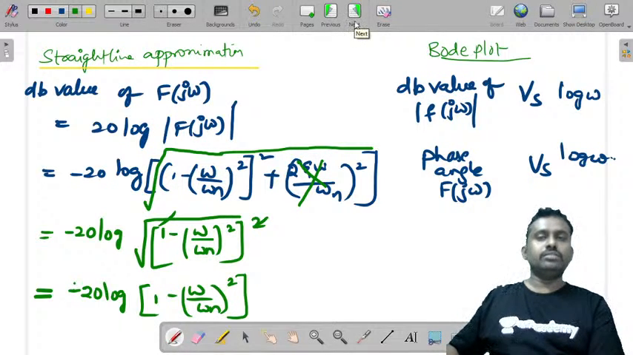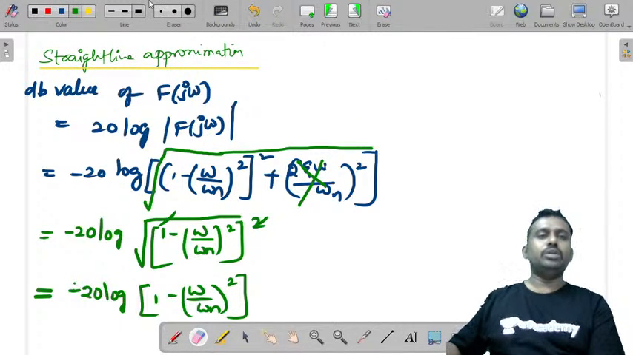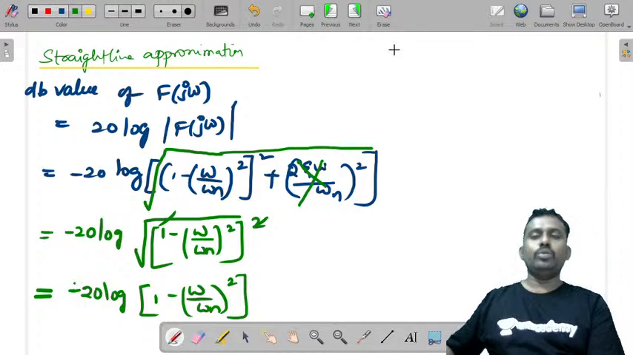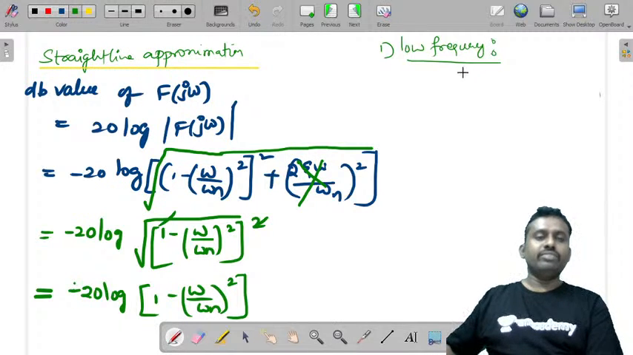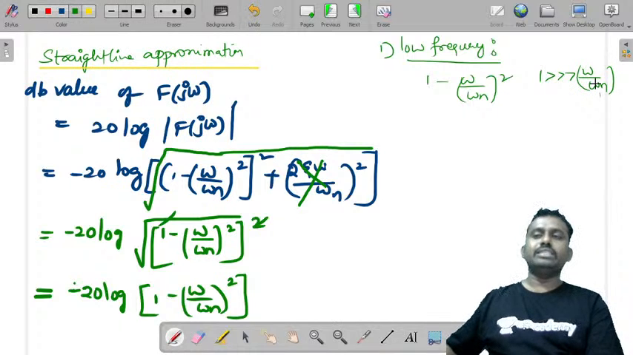So from this, you can find the magnitudes at 0 and at lower and higher frequencies. Let us consider low frequency. When the frequency is very low, in these two terms, 1 minus omega by omega n whole square, I'll assume that 1 is very much greater than omega by omega n, because it's a low frequency.